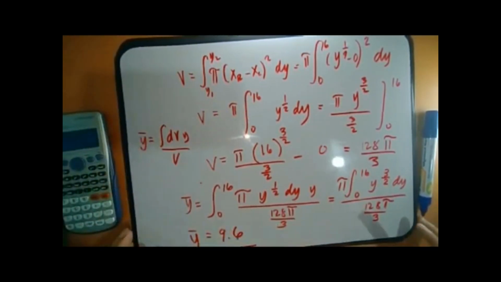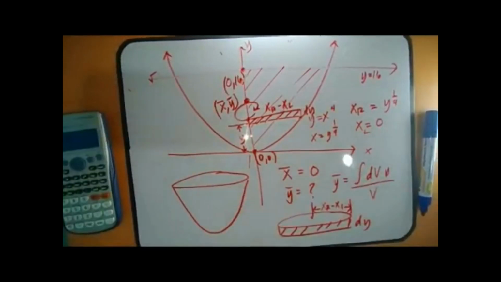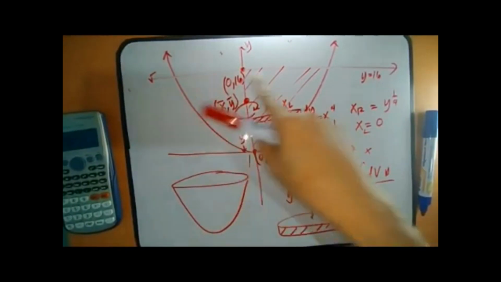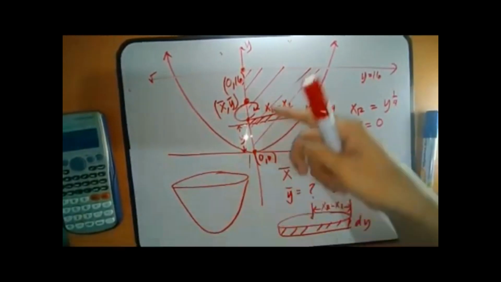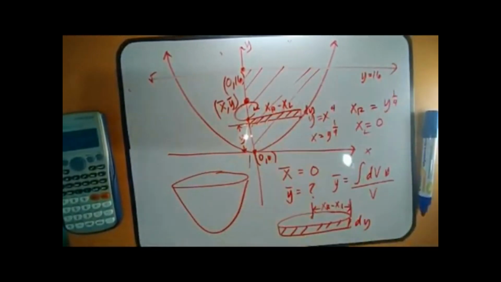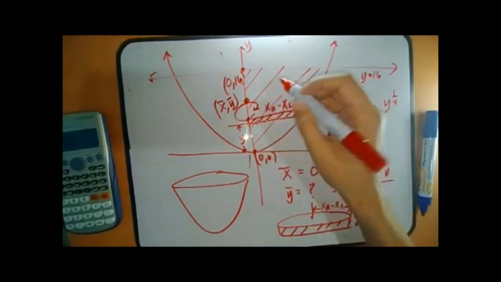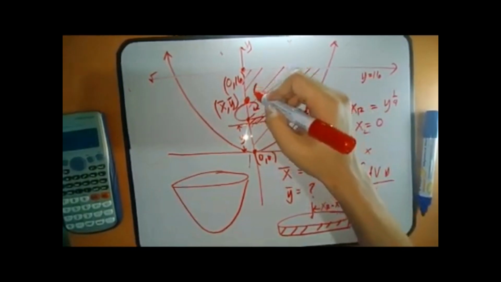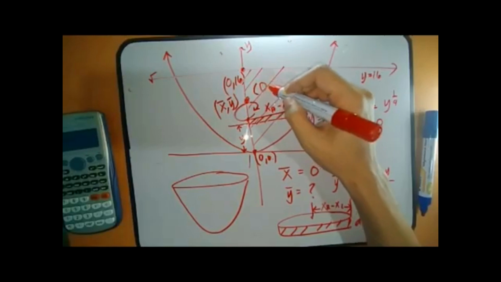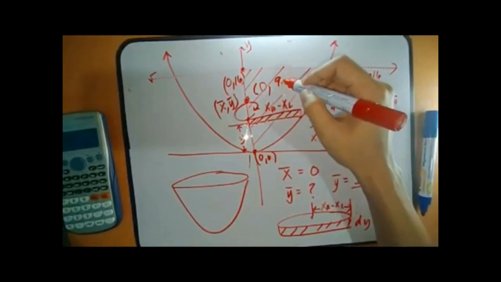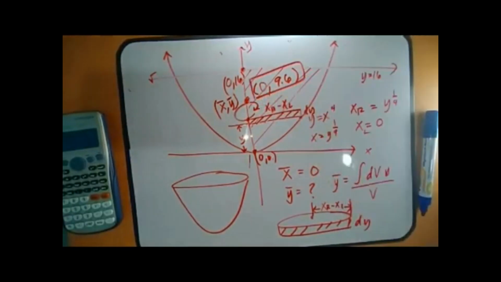So, therefore, the centroid of our volume, which is the curve y equals x raised to 4, then y equals 16 bounded in the first quadrant, rotated about the y-axis, is at 0 and 9.6. So, that is letter A, guys. I hope that you have learned from this topic. So, just practice solving, guys, because you will master this too.